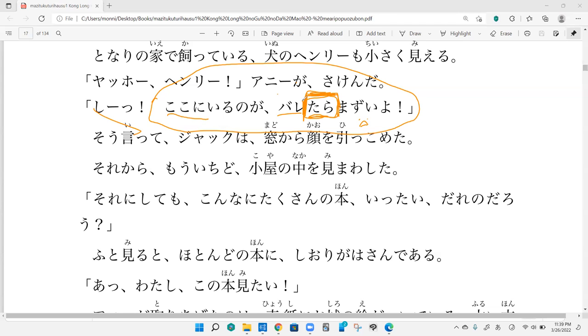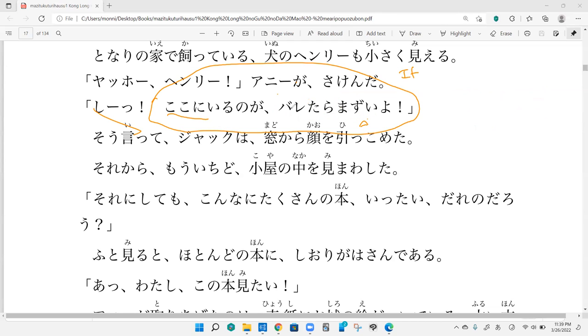Tara. That's also a new word. It's not actually totally new, but it's a grammar point. It's very similar to reba, but this is more of a true if, and not the fake if of reba. Like, reba is like wearing a mustache and saying, oh, I am an if. Not really, maybe a little bit. But tara is actually if, because bare tara, are they going to be found out right now? Probably not. But if they were found out, that would be mazui, right?